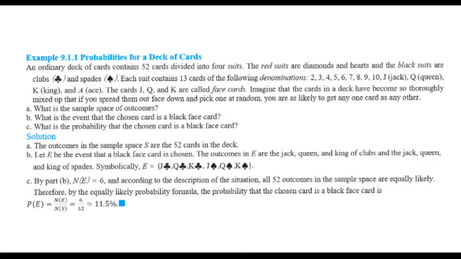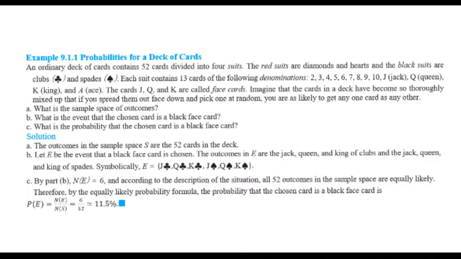And then imagine that the cards in a deck have become so thoroughly mixed up that if you spread them out face down and pick one at random, you are as likely to get any one card as any other, right? So the chance of having the 2 of diamonds is equal to the chance of having the 4 of spades, or the 5 of clubs, right? So the chance of having any card is the same as any other.